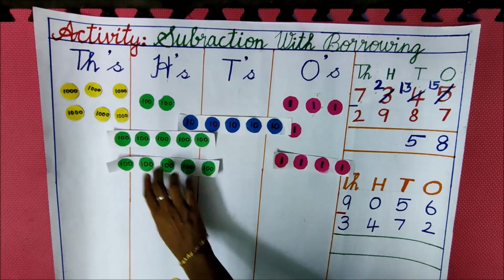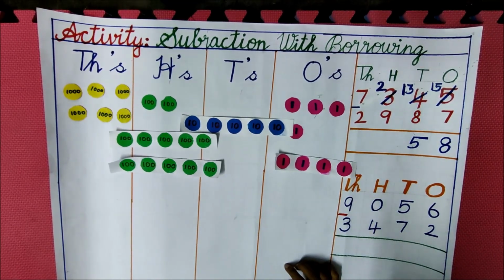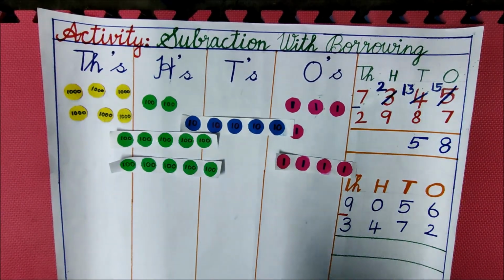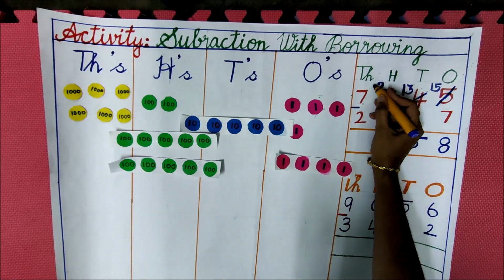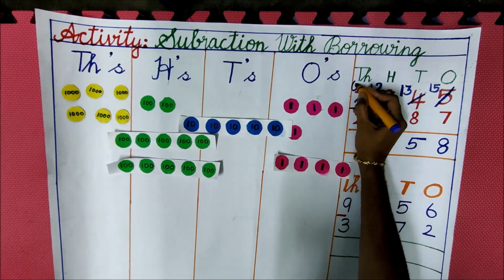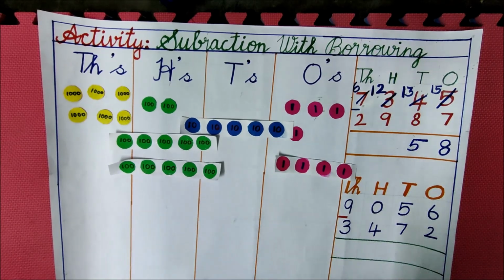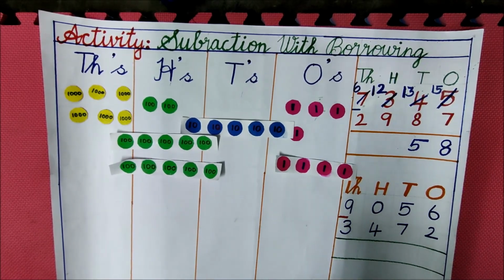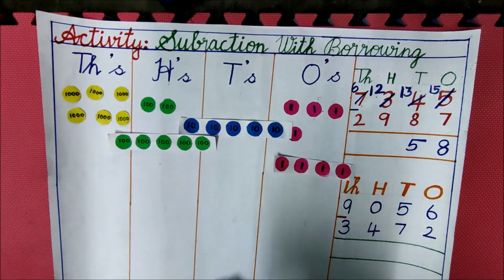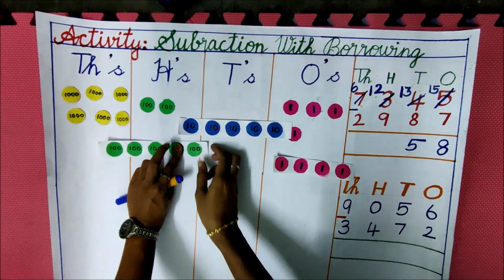See here, 5 and here 5. So I kept here 10 hundreds. 1000 is equal to 10 hundreds. So this becomes 12, right? So this becomes 12 and the thousands place becomes 6. Now I am going to take out 9 from 12. See here, 1, 2, 3, 4, 5, 6, 7, 8, 9. So I am going to take out 9.